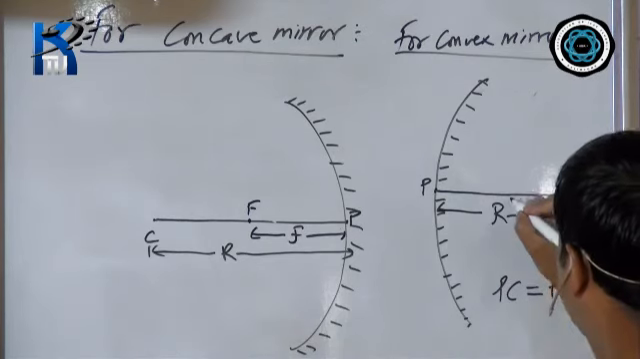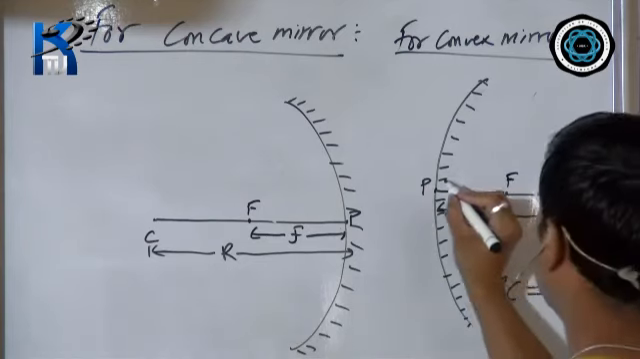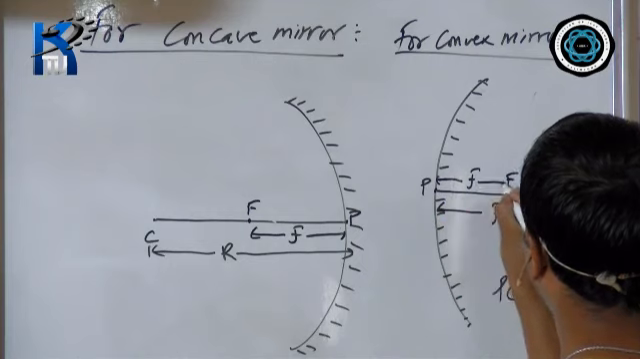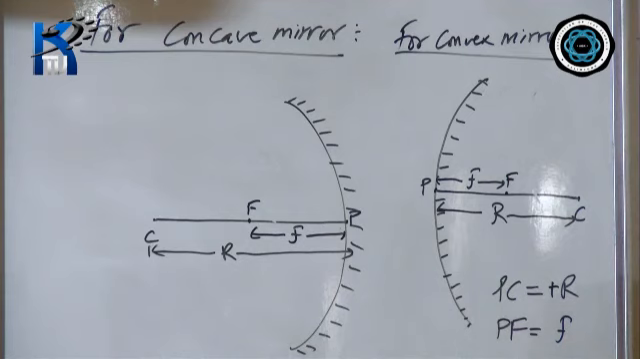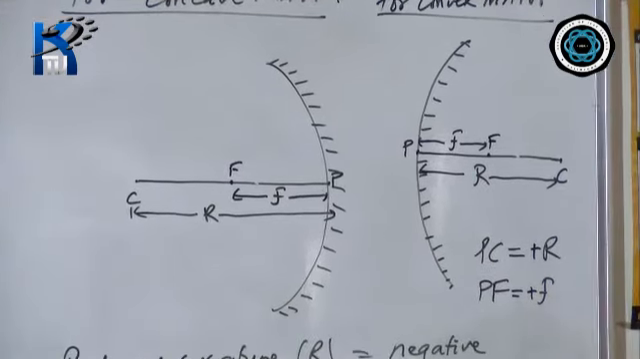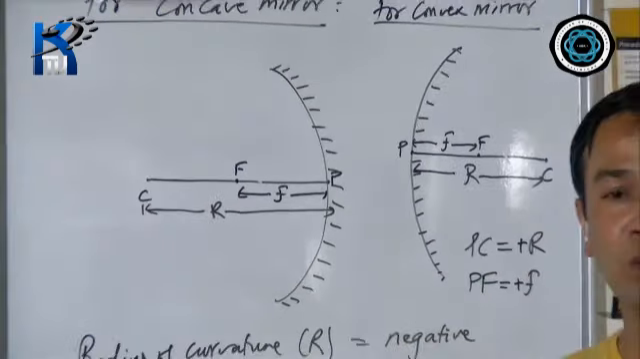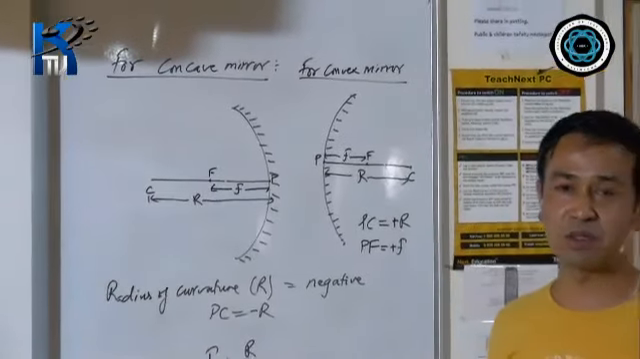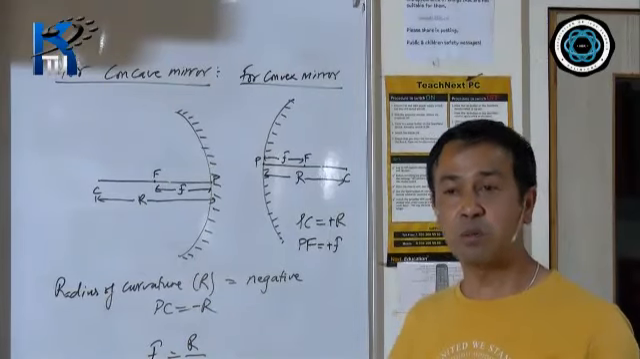Similarly, there is a point I can mark as F. The distance from the pole to the focus is marked by small letter f. So PF is nothing but small f. And what is small f? Focal length, and that is also positive. Now it is clear for convex and concave mirrors. In which mirror do we have focal length and radius of curvature negative? Concave mirror. And in which mirror do we have focal length and radius of curvature positive? Convex mirror.